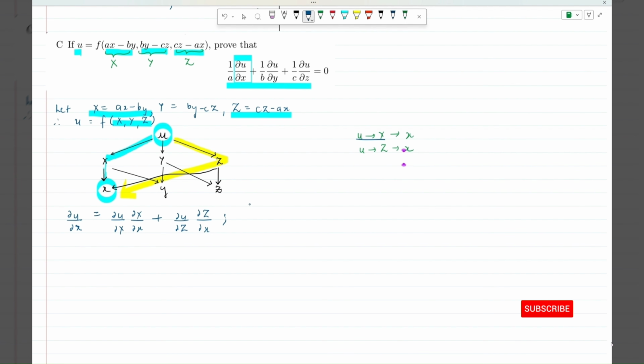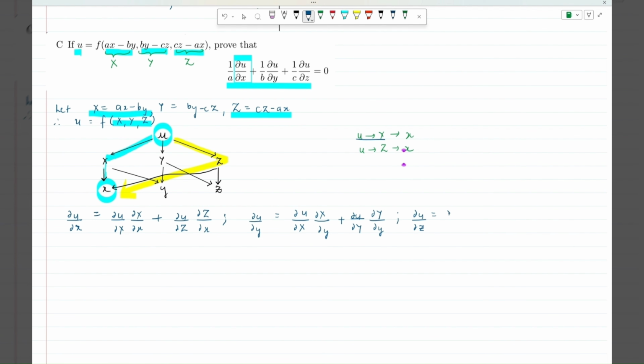Likewise, del u with respect to del y is going to be del u over del capital X times del capital X over del y, plus del u over del capital Y times del capital Y over del y. And lastly, del u over del z.